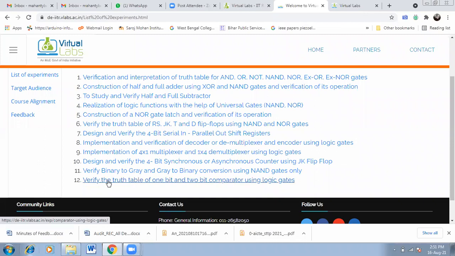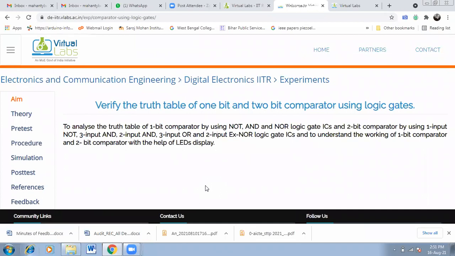So now the last one, that is 12, verify the truth table of 1 bit and 2 bit comparator circuit. You will know that comparator means it's a logical operation. So we are comparing two bits, either single bit or more than two bits. For the sake of simplicity, here we are designing a one bit comparator and a two bit comparator with the help of LED display, to make you understand clearly. So we'll go for simulating.